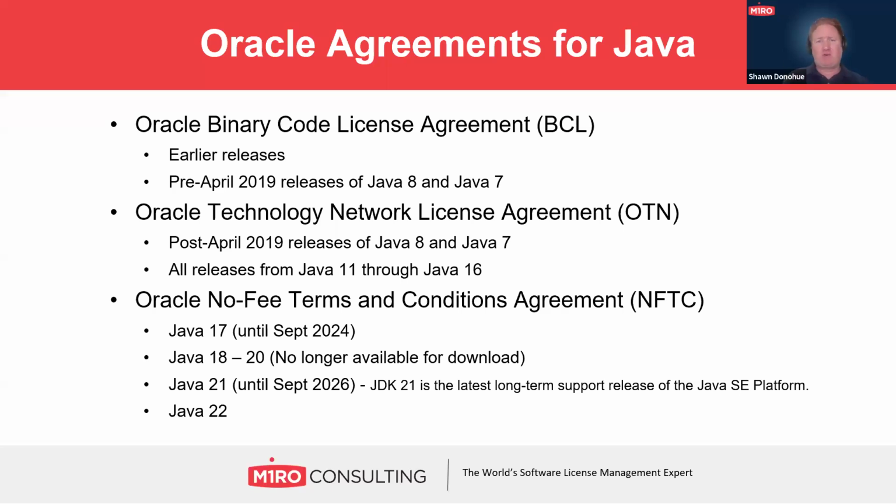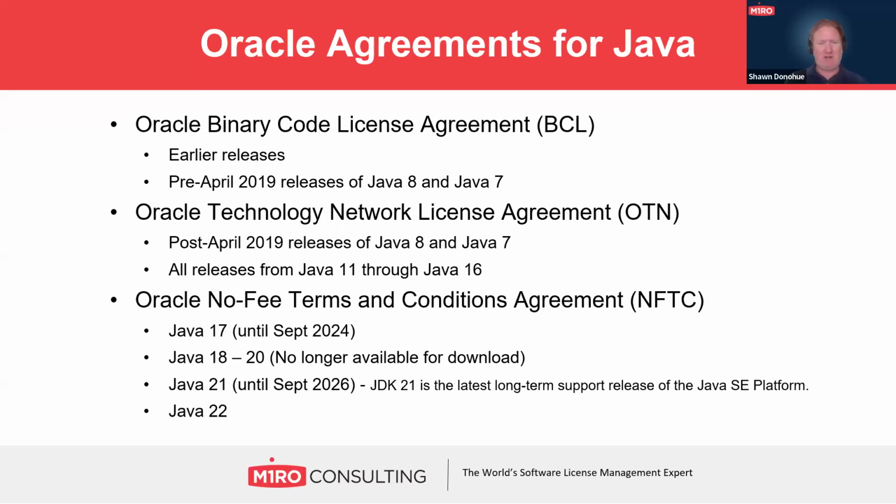If you are looking at your Oracle agreements, if you're, let's say, from the legal team, and this is one of those things that you specialize in, keep in mind that there are a number of different agreements that cover different versions of Java at different times. Pre-2019, it was licensed under the Oracle Binary Code License Agreement. Post-2019, it was licensed under the Oracle Technology Network License Agreement. And then more recently, they've upgraded to the Oracle No-Fee Terms and Conditions Agreement.